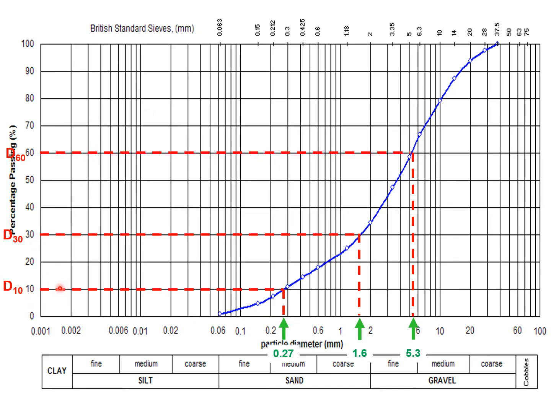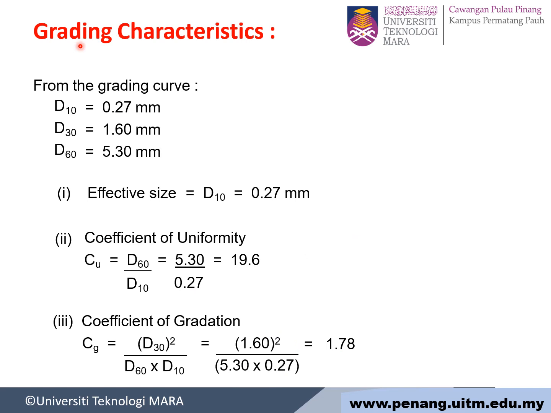From D10, you will get 0.27. From D30, you get 1.6. D60, you get 5.3. From these values, you have to calculate CU and CG. This is the grading characteristic, D10, D30, and D60. So what you do is calculate the CU, which is 19.6, and then the CG, 1.78. After that you have to check the grading characteristic.